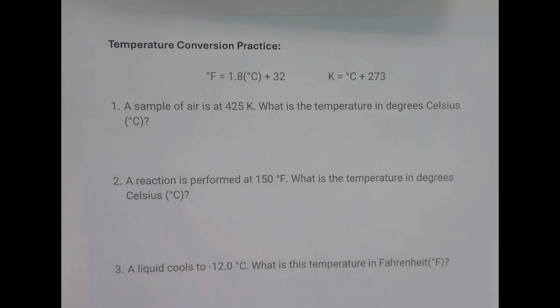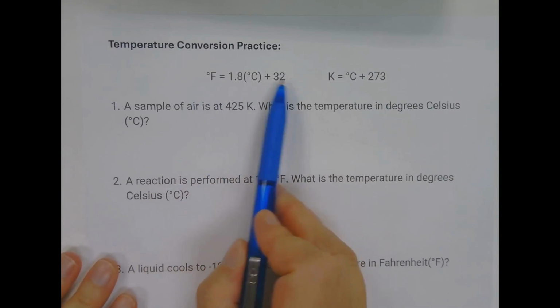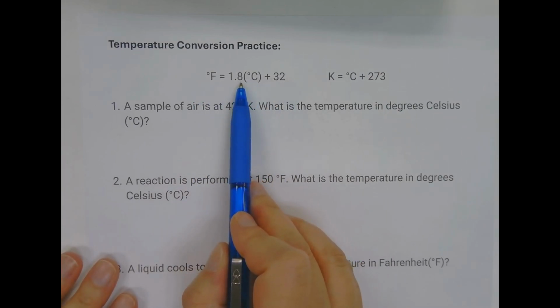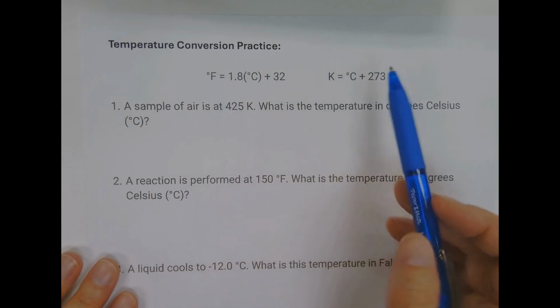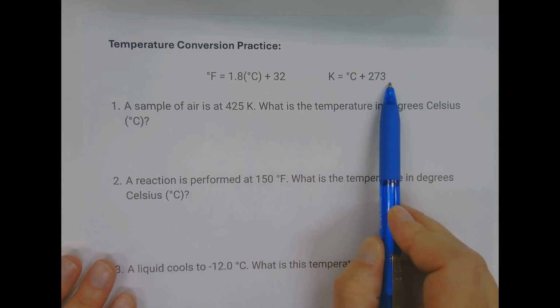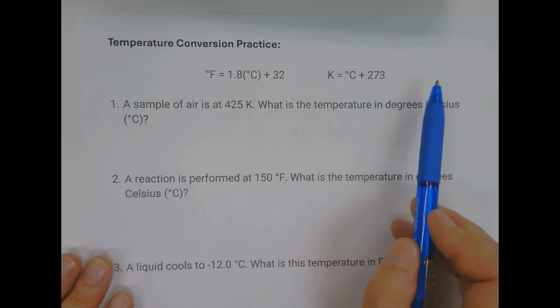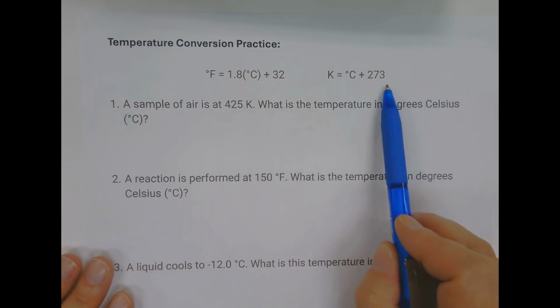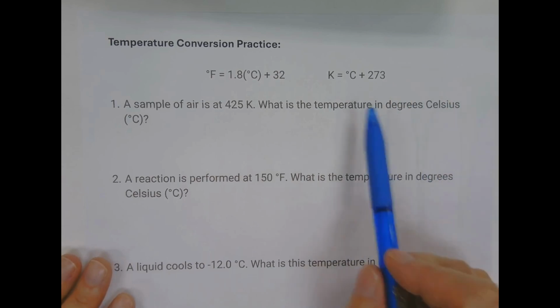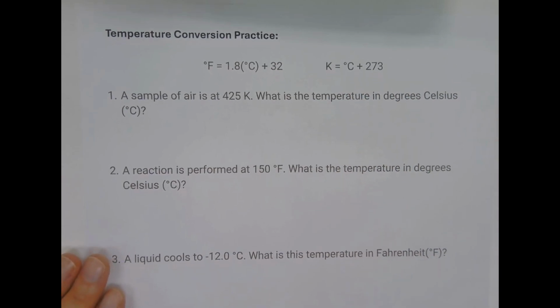All right, in this video, we are going to practice converting between Fahrenheit, Celsius, and Kelvin. So we have our equations right here. A lot of times you'll see this 1.8 as 9/5, but I think it's easier just to say 1.8. And then we're also just using 273 in our Kelvin conversion instead of 273.15. So if you wanted to be more specific, you would add the 0.15 here, but we're just going to use 273.